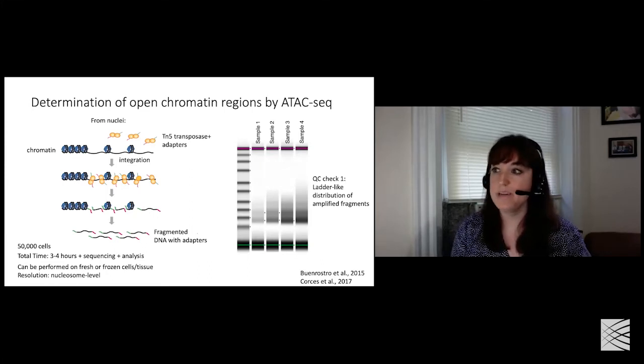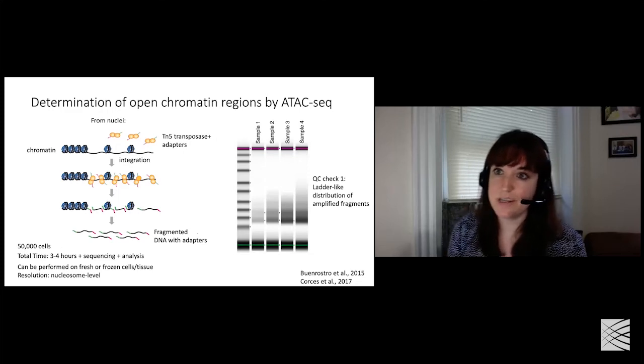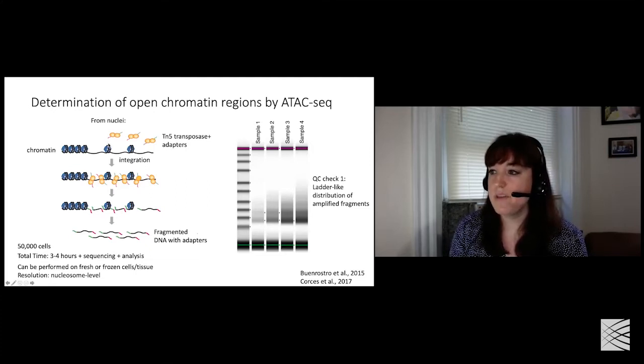a non-biased way. And so what we do is generate nuclei from a small number of cells. Only about 50,000 cells are required for this technique, which is very few, and a really big benefit to this technique is that you don't need a lot of cells to do this. So you take about 50,000 cells, make nuclei from these cells, and then from there we can isolate our chromatin. And when we have our chromatin, then we add this Tn5 transposase, which has adapters that are attached. And this is a transposase method, so this transposase will integrate into regions of the genome that are open, right?